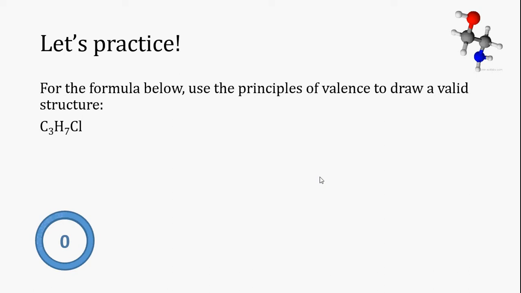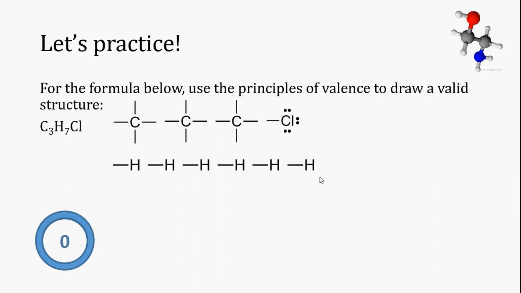Okay, let's see how to solve this problem. First, we want to take all of the atoms that are in the formula given and represent them with their typical valence. This formula has 3 carbon atoms, 7 hydrogen atoms, and 1 chlorine atom. The 3 carbon atoms are all tetravalent and can form up to 4 covalent bonds. The chlorine atom is monovalent, as are the 7 hydrogen atoms. They can all form 1 covalent bond.